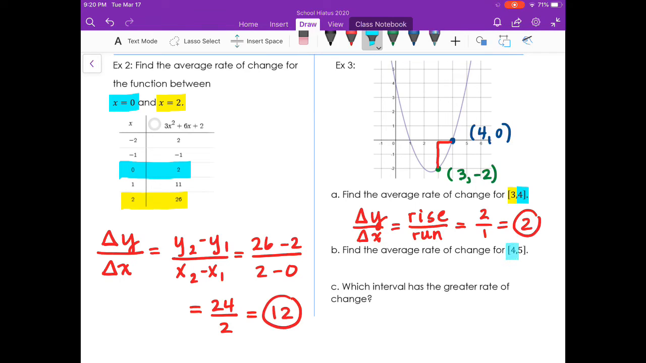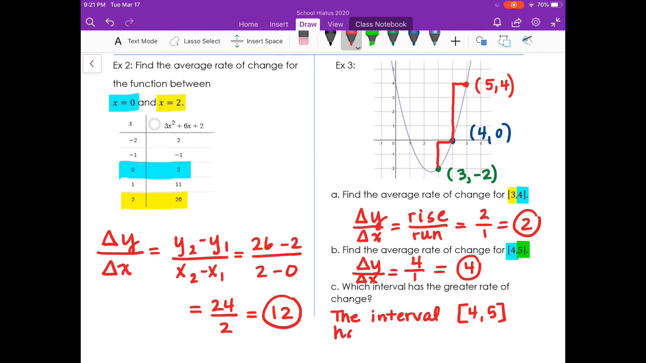In example 3b, the given interval is [4, 5]. We've already identified the point on the graph with an x-coordinate of 4. So now we'll locate the point on the graph of the parabola that has an x-coordinate of 5, (5, 4). Then we'll count the slope between the 2 points to calculate the average rate of change. The change in y is 4 and the change in x is 1, so the average rate of change is 4. Comparing the two, we can see that the interval [4, 5] has a greater rate of change.